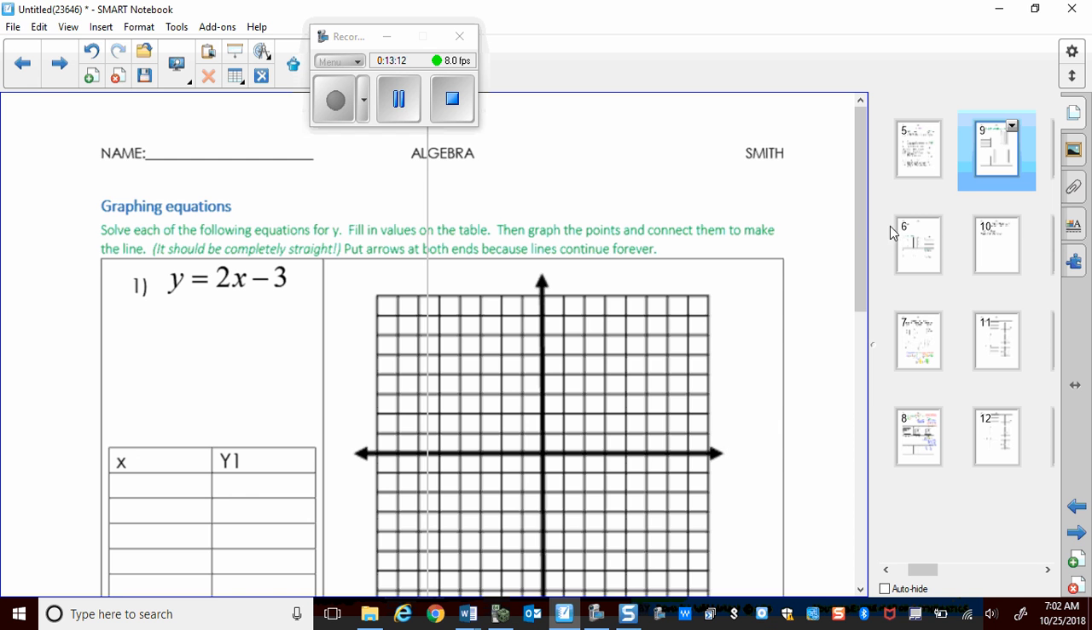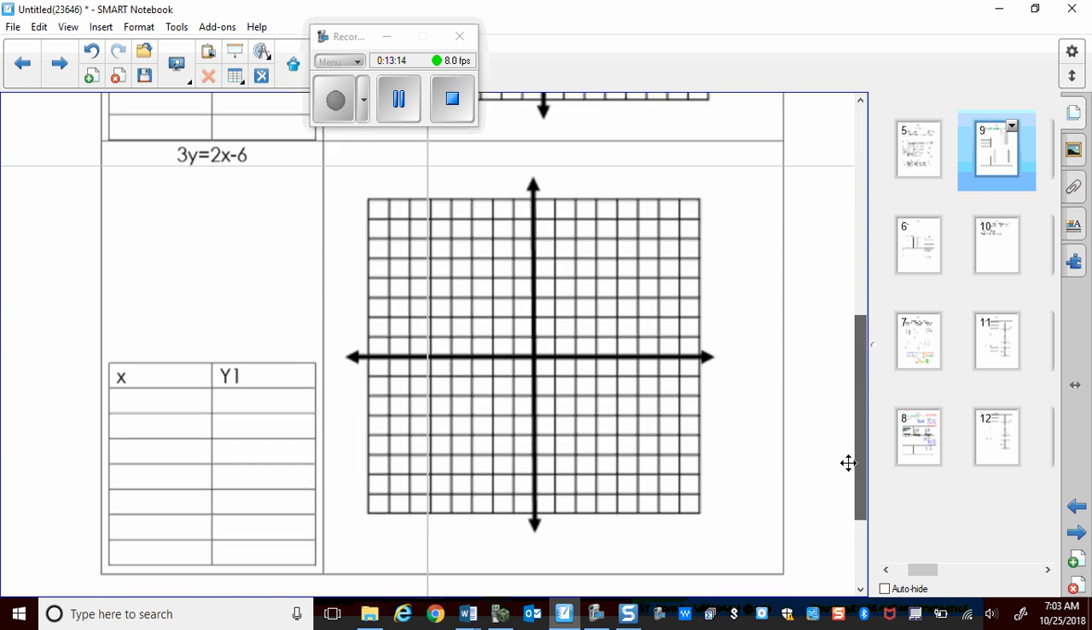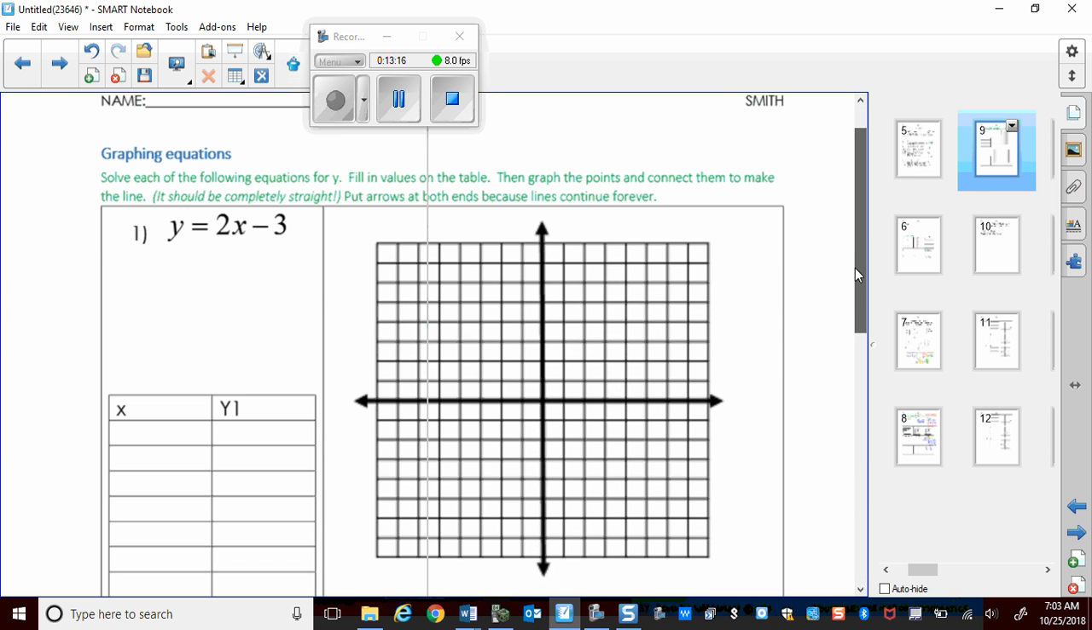Now, the last 2 problems in this section involve graphing the equations. So technically, you should be able to get your table of values at this point. What I want to review is to make sure that you are able to graph the points when you find a table of values. 3 processes going on here.